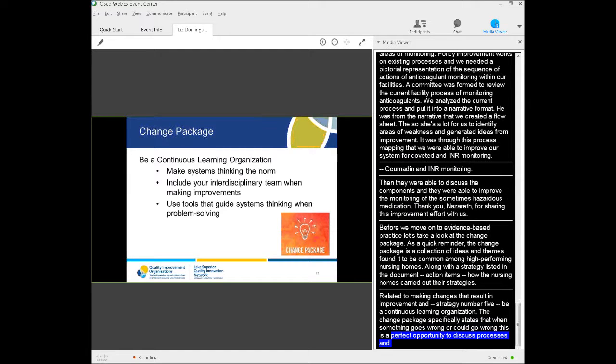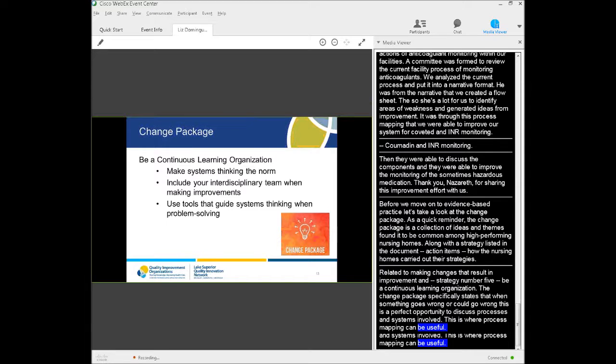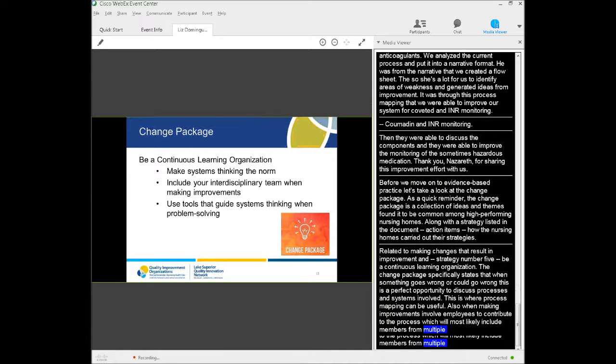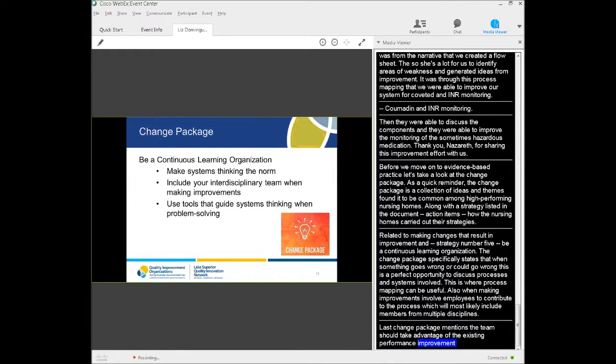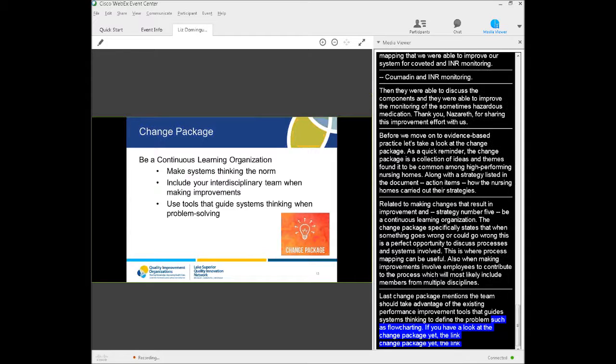Also, when making improvements, involve employees who contribute to the process, which will most likely include members from multiple disciplines. And lastly, the change package mentions that teams should take advantage of existing performance improvement tools that guide systems thinking to define the problem, such as flowcharting. And if you haven't looked at the change package yet, the link to the change package can be found on the LSQIN Nursing Home homepage.